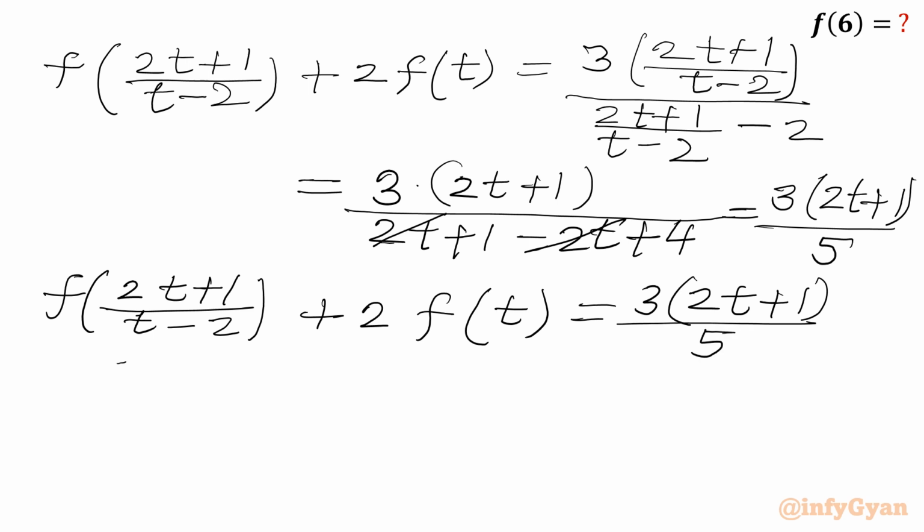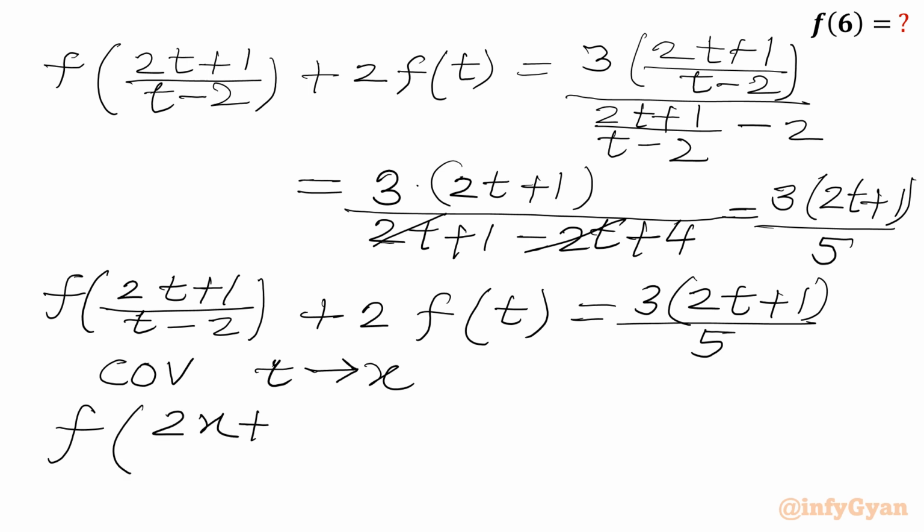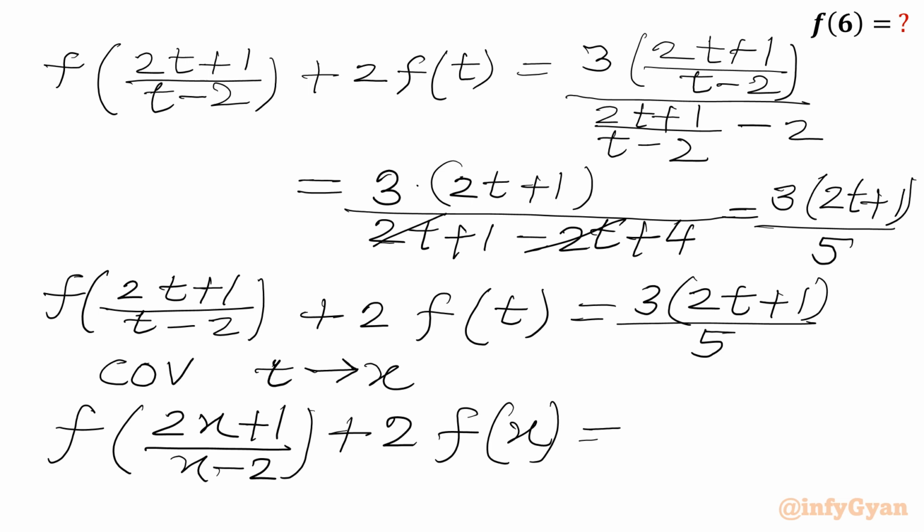Now we can change our variable. So change of variable will be there. We will replace t with x. So I can write f of (2x plus 1) over (x minus 2) plus 2 times f of x equal to 3 times (2x plus 1) over 5. Now I will multiply this equation by 2 both sides. Let me write our equation once.